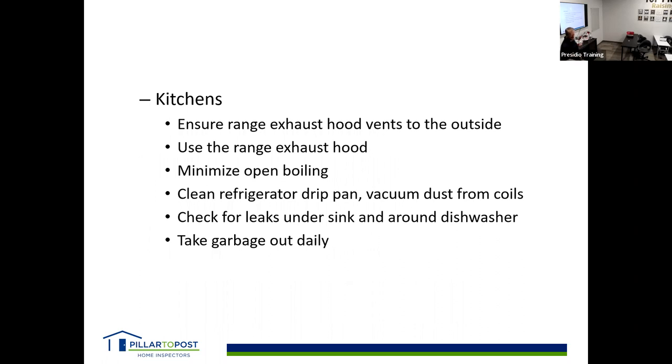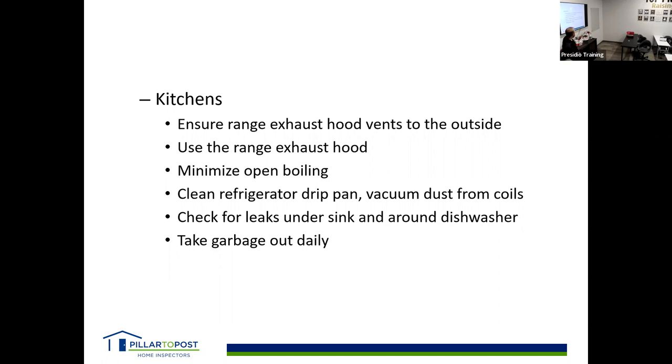White powder. Yeah, we're going to talk about the white powdery stuff in a minute. Kitchens. Just make sure things are vented. A lot of range hoods actually just recirculate. They don't go to the outside, but still using them, with what we just talked about, it's dispersing that and helping keep everything balanced.